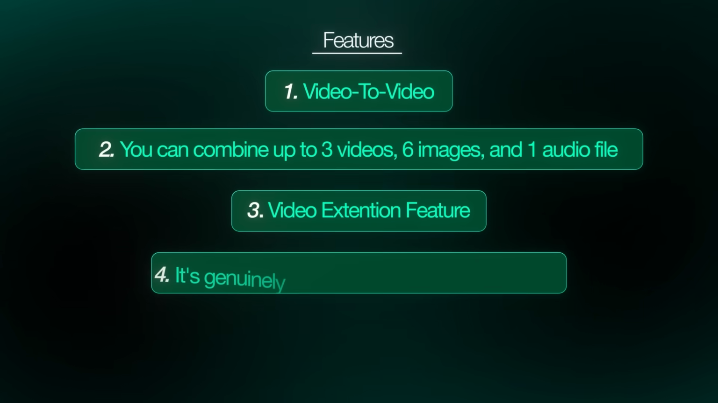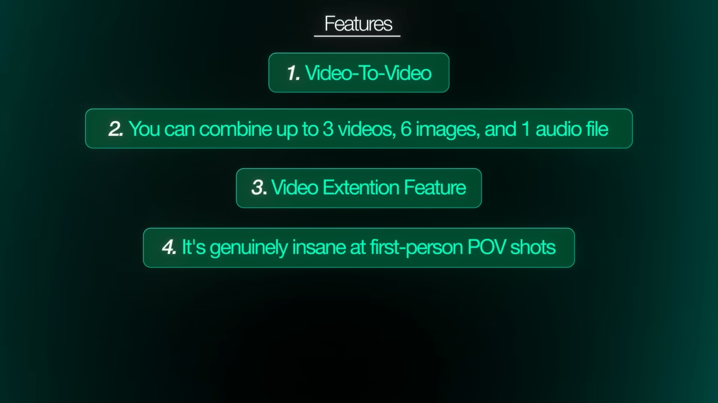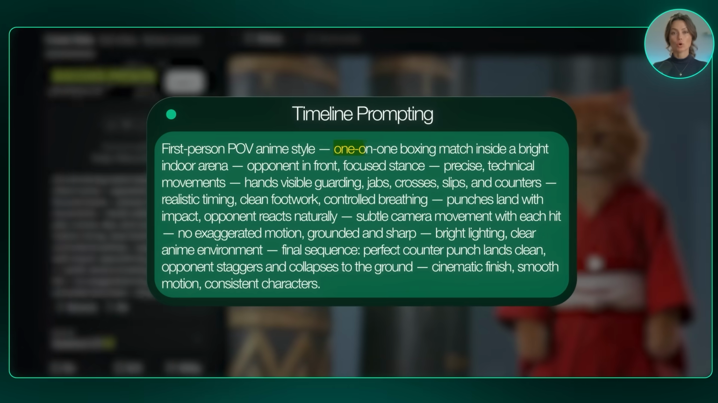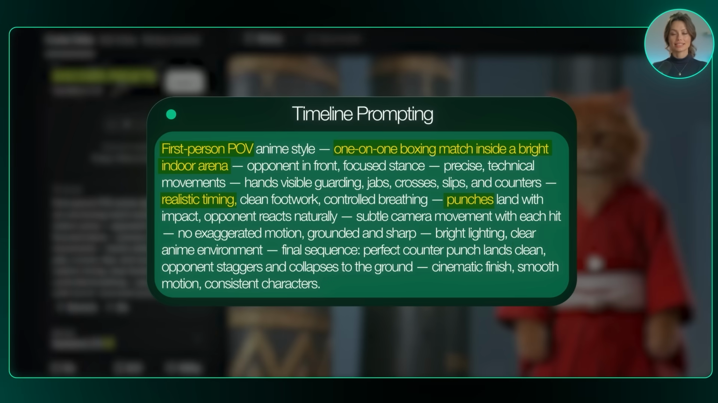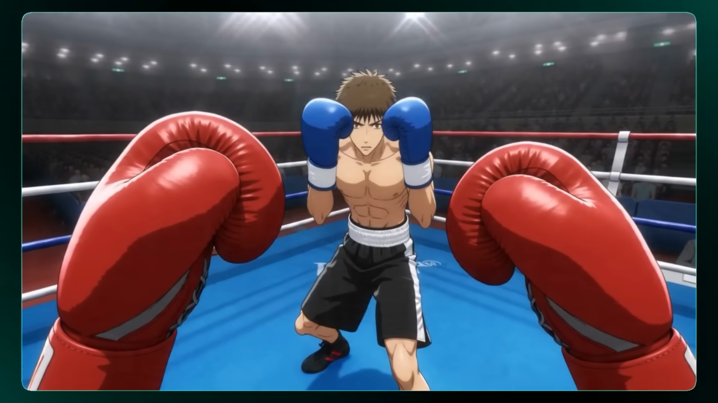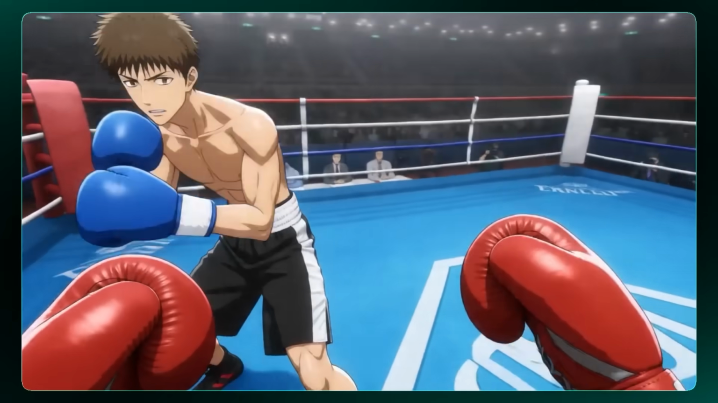The fourth feature of Seedance is that it's genuinely insane at first-person POV shots. Here are 2 completely different styles to show you the range. First, I tried an intense boxing match. I described a one-on-one fight in a bright indoor arena from a first-person perspective, with precise punches, realistic timing, and a clean finishing counter that drops the opponent. That output is honestly one of the best AI anime POV shots out there. You feel like you're actually in the fight.